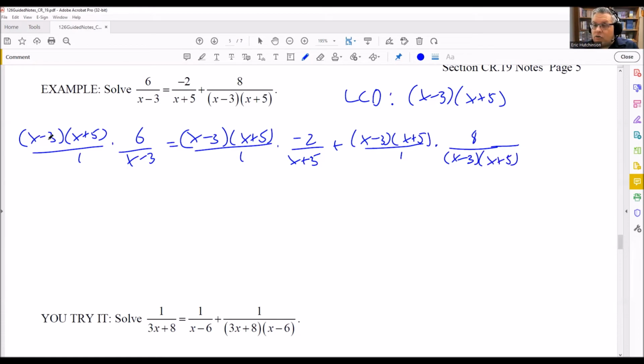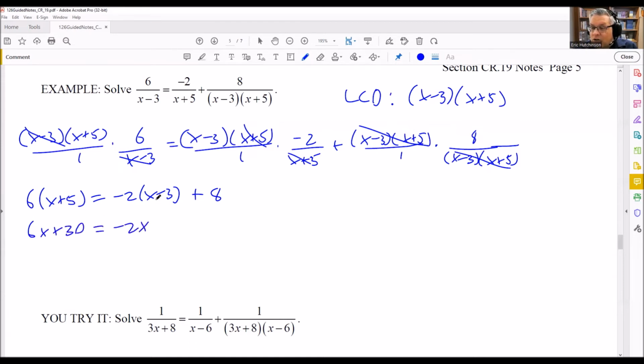All right, so now we're going to cancel. The x minus 3s are going to cancel here. The x plus 5s cancel out there. And then all of this cancels for the last term. That's going to leave us with 6 times x plus 5 equals negative 2 times x minus 3, and then we have plus 8 because everything else canceled out. Now I just need to solve for x. 6x plus 30 equals negative 2x plus 6 plus 8.